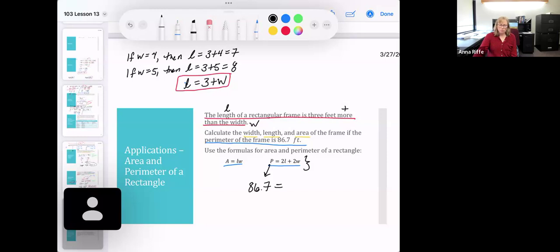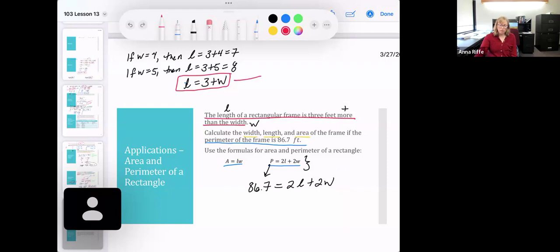That should be equal to 2 times the length plus 2 times the width. 2L plus 2W. If I have two different variables in an equation, such as these two on the right, I can't solve for a number. I don't know what the value of either of those variables is, so I have to somehow get to where I only have one variable in this equation rather than two.